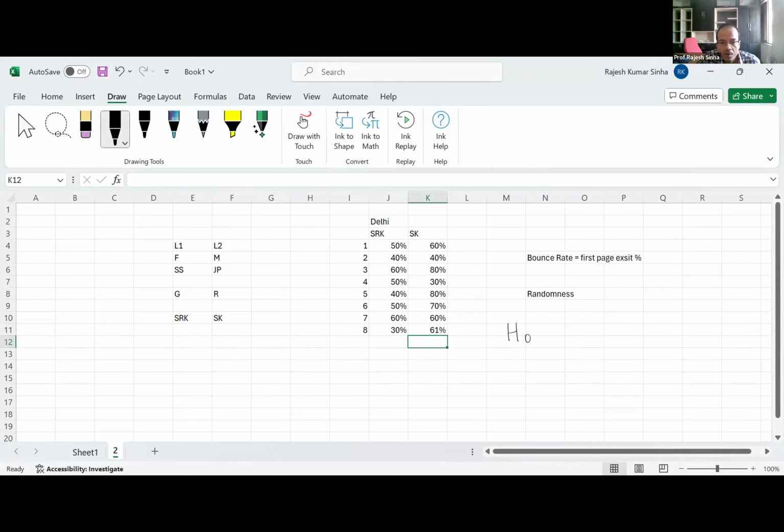So the older concept: our null hypothesis will be that the bounce rate of SRK is equal to the bounce rate of Salman Khan. And my alternative hypothesis will be that the bounce rate of SRK is not equal to the bounce rate of Salman Khan. How to test it? I have to go for the t-test that we already have discussed.